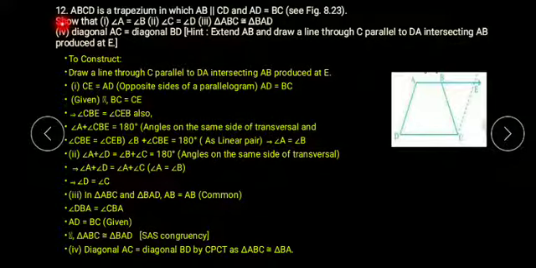Okay, let us see question number 12. ABCD is a trapezium in which AB is parallel to CD. One of the pair of opposite sides are parallel, and AD is equal to BC. Very clear? ABCD is a trapezium in which AB is parallel to CD and AD is equal to BC.